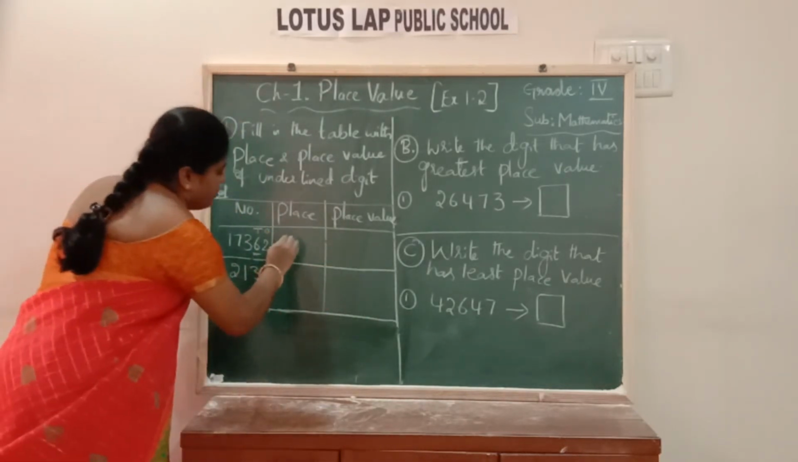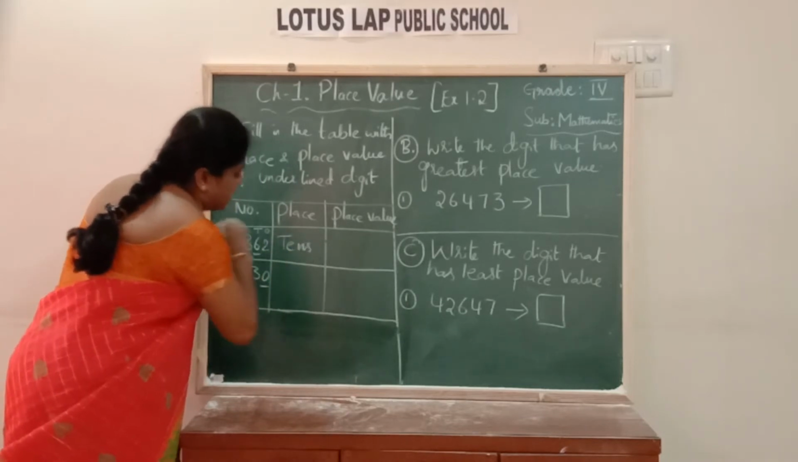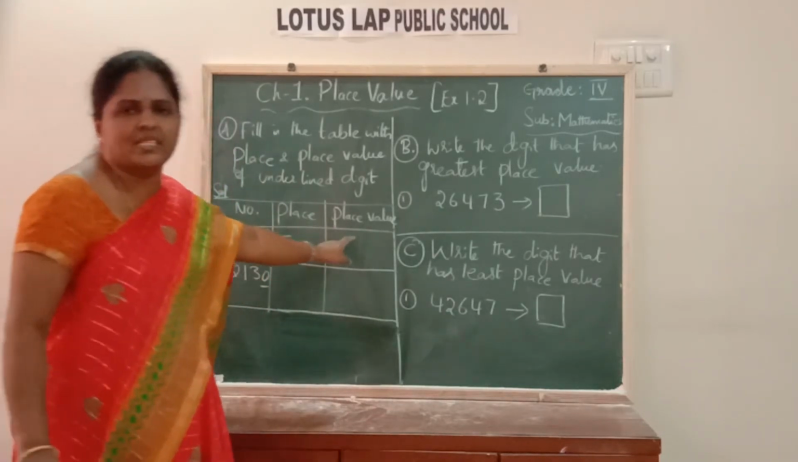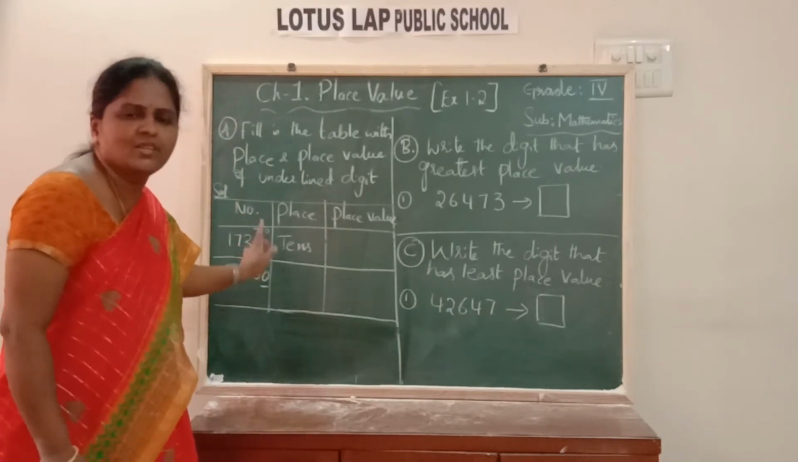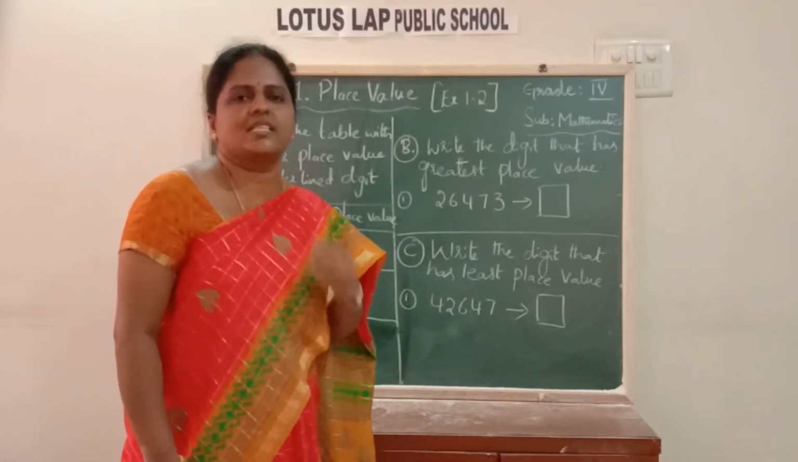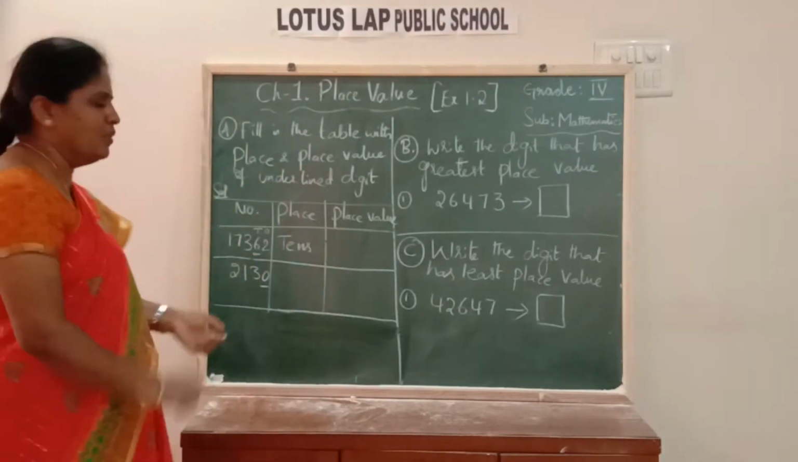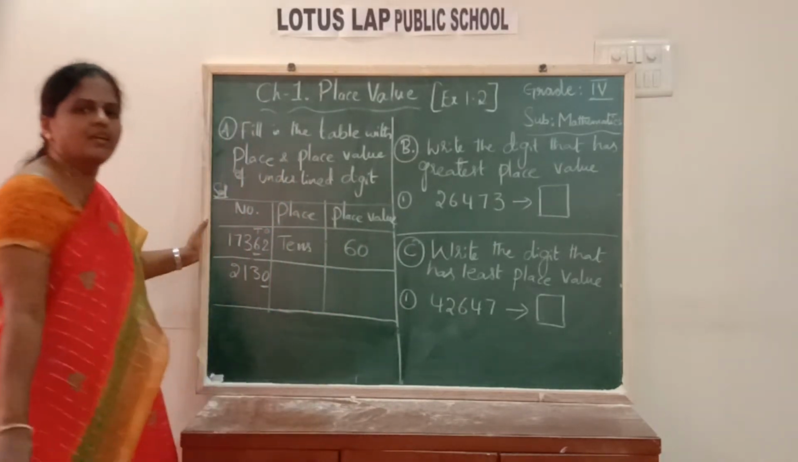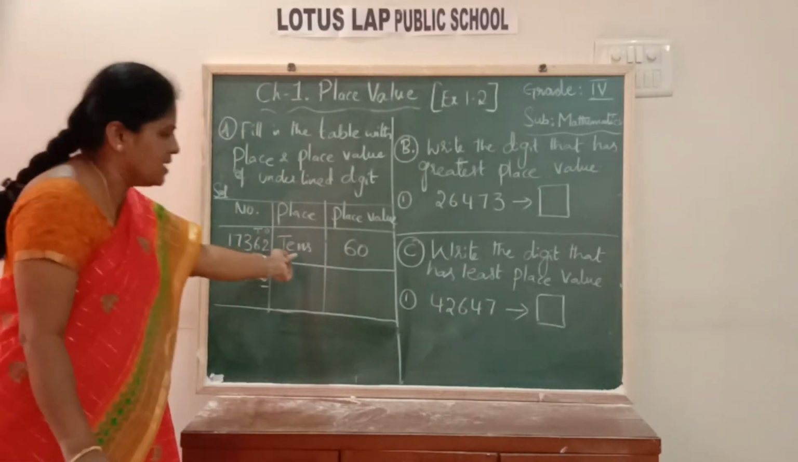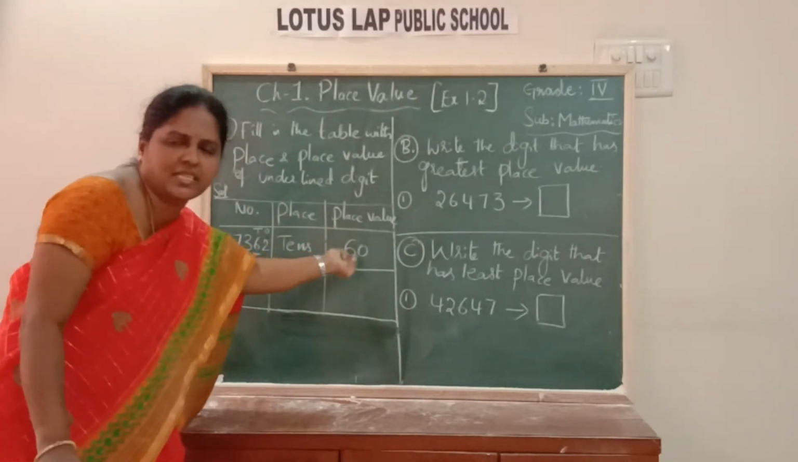So let me write the place. Tens place. Now what is the place value of the tens place? I know it is 10. Now the digit in the tens place is 6. So 6 into 10, which is 60, is the place value for this underlined digit. 60 is the place value, children. Place is tens. Place value is 60.